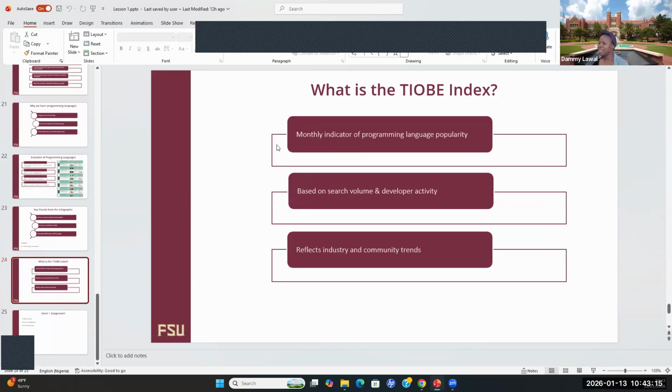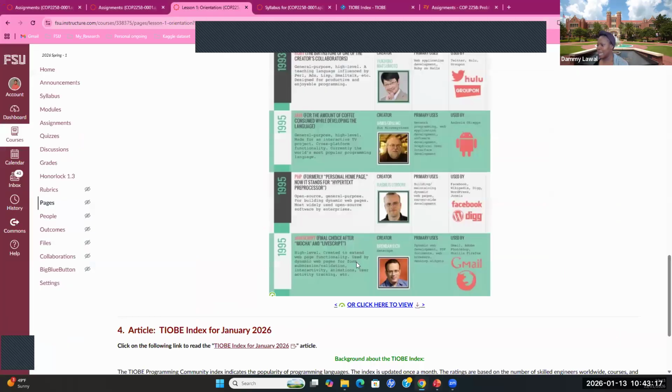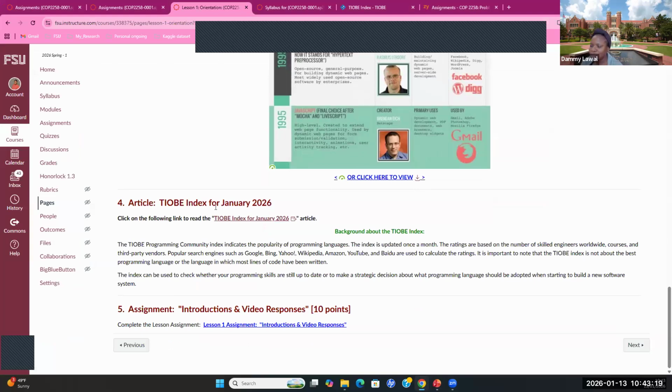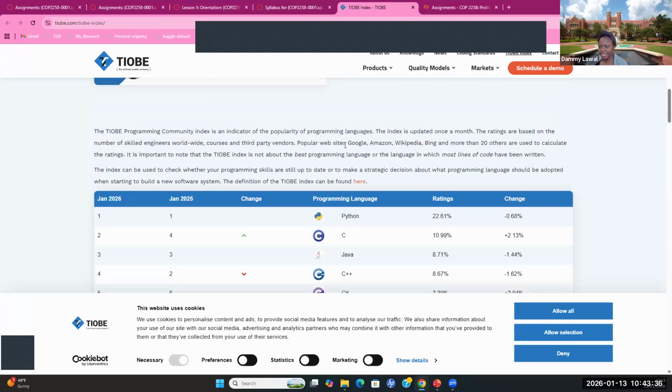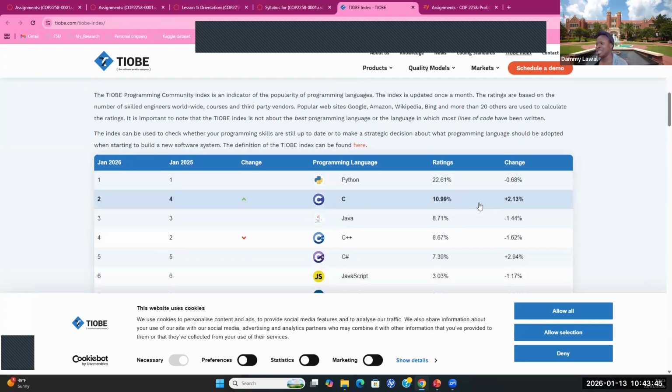So, if we go to the Canvas side as well, we have an article on the TIOBE index. Does anybody know about the TIOBE index? Please raise your hand, unmute yourself. Anybody know about the TIOBE index? Any information about it? Have you come across it? Do you know what it does?